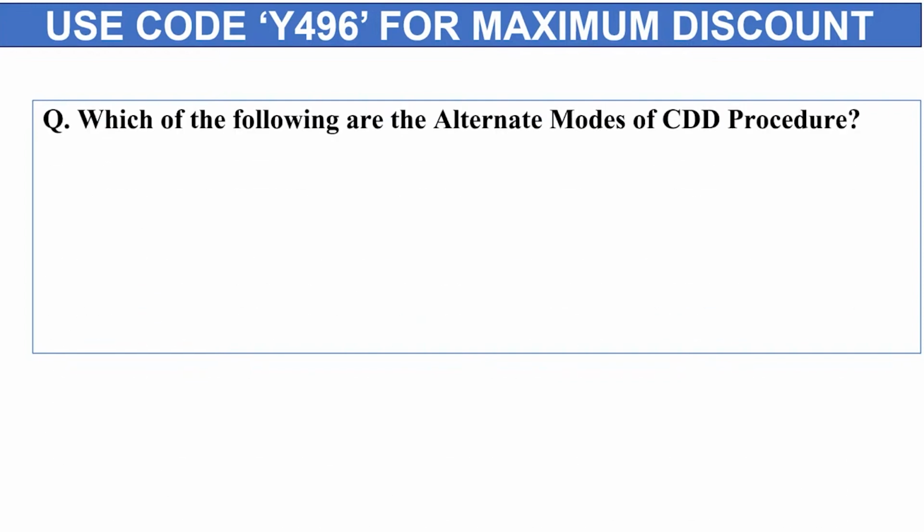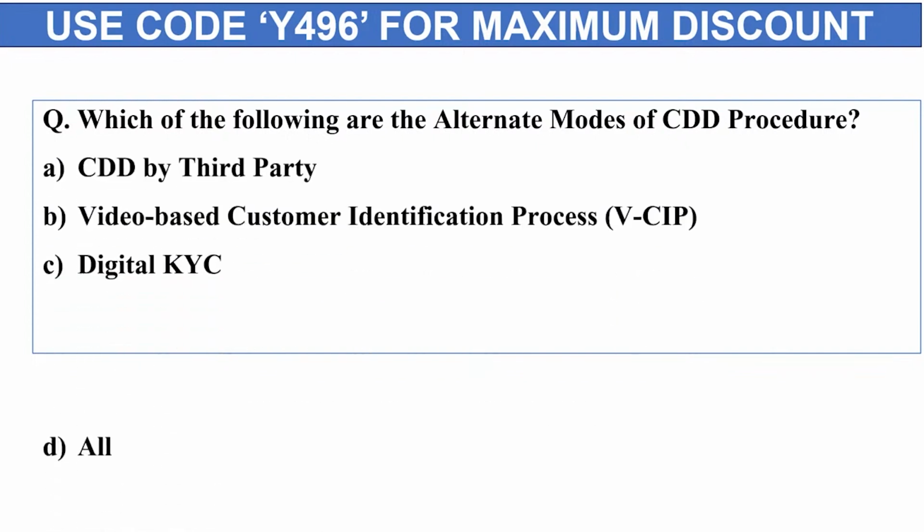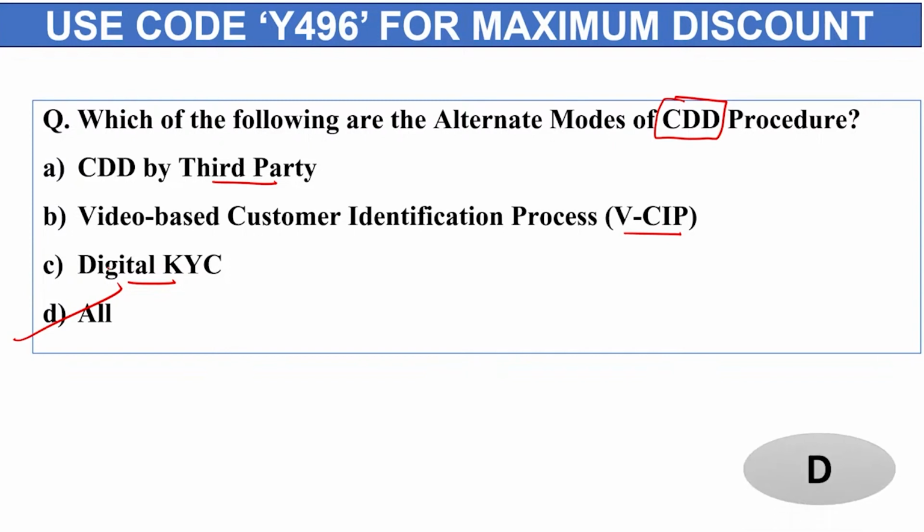Next question we have here is about which of the following are the alternative modes of customer due diligence. Like we have just discussed, there are three ways to perform the customer identification process. It can be done by a third party, like you can outsource this, you can do it on video conferencing, and you can do it with digital KYC. So all are the ways by which the alternate modes of CDD can be performed by the bank. Do remember CDD by third party, video based customer identification, and digital KYC are all alternatives of customer due diligence.